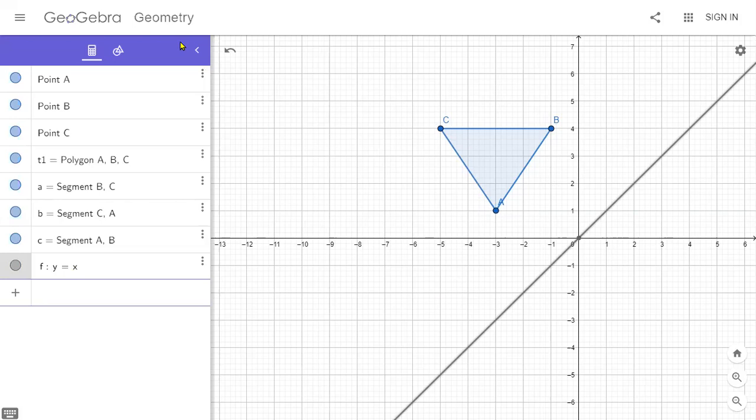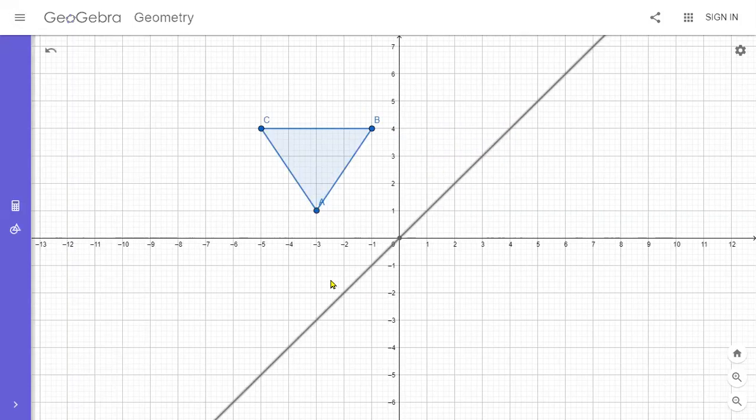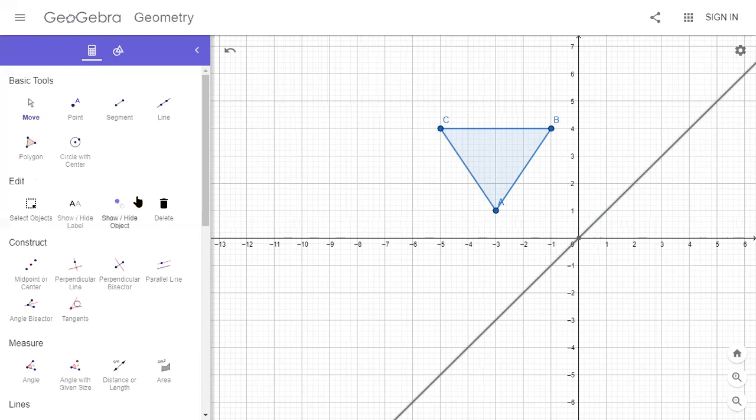Here this is the line which passes through the origin, and it makes an angle of 45 degrees with the positive x-axis. This is just the equation for y equals x. And this line is going to be taken as the mirror, the axis of the reflection.